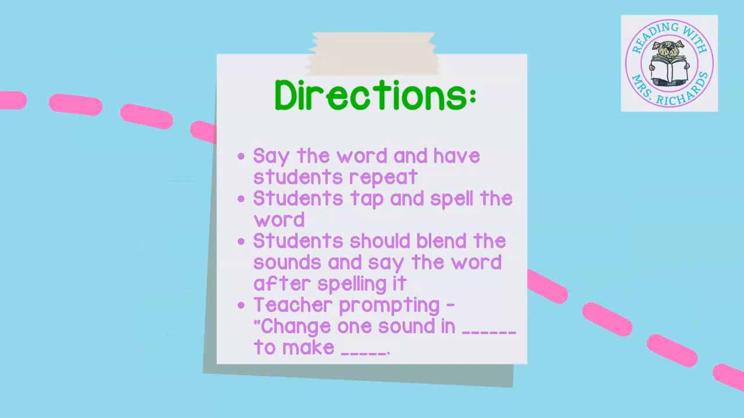So when I'm doing word chaining, I will say the first word. So like my example before, hat, I might say hat. Students have to repeat it. Then I prompt them to tap out the sounds of hat and spell the word. Then I want the students to blend the sounds and say the word after spelling it. So they're practicing encoding it at first, and then they're practicing decoding it afterwards. It's important to do both.